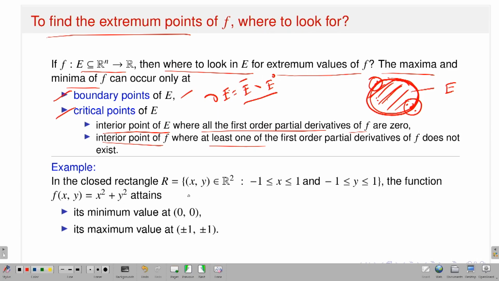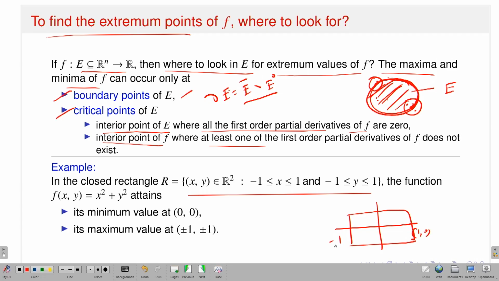Suppose I am starting with a closed rectangle. Now, what is the picture? You can easily see x running from -1 to 1, y running from -1 to 1. So what is your set? This is my R2, and this is my set. This is -1, this is 1. I should say 1, 0 and -1, 0, and this is 0, 1 and this is 0, -1. So this is your set.